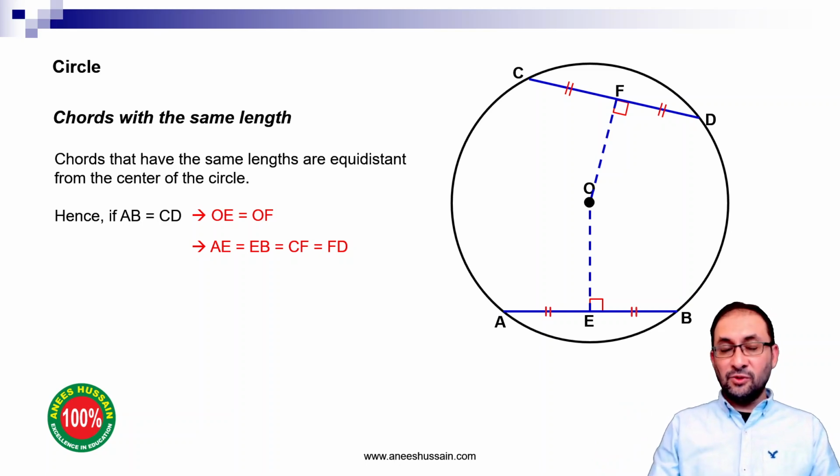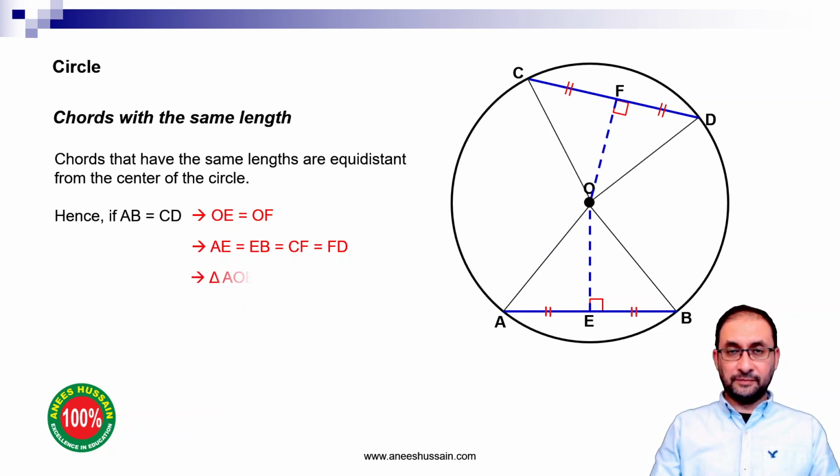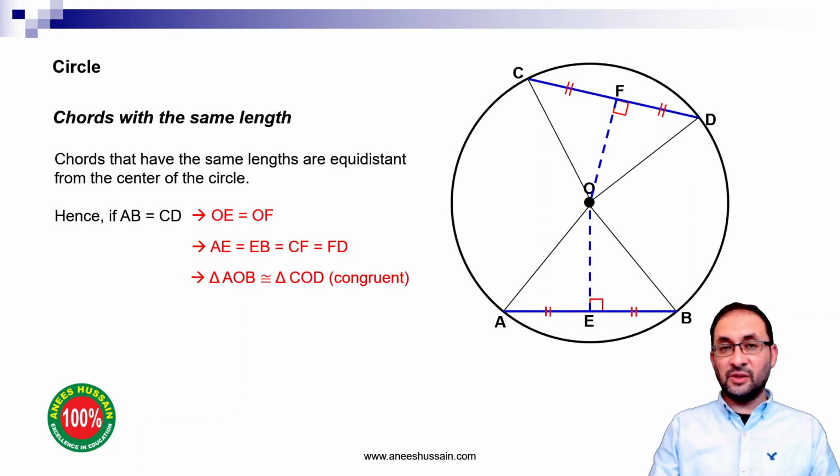Now that we know that two chords that have the same length are the same distance from the center of the circle, now let's draw these triangles AOB and triangle COD. The important thing to know here is that triangle AOB and COD will be congruent, which means that they have the same side lengths. And the reason is very simple. Two of the sides of each of these triangles is equal to the radius of the circle, and the third side, which is the chord AB and CD, are equal as well. So therefore, these two triangles are congruent to each other.